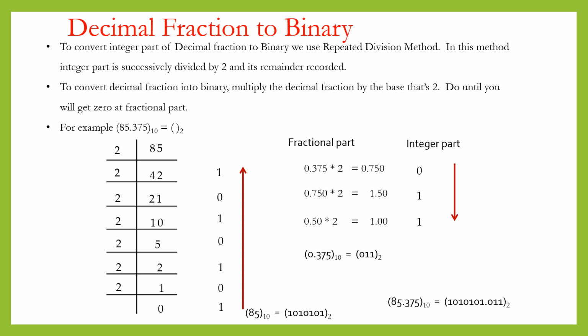So here we are going to stop our process, and at last we record all the integer portions, that is 0, 1, 1. So the binary equivalent of 0.375 is equal to 011. At last we are going to combine these, 85 and 0.375. So the decimal number 85.375 is equal to 1010101.011.